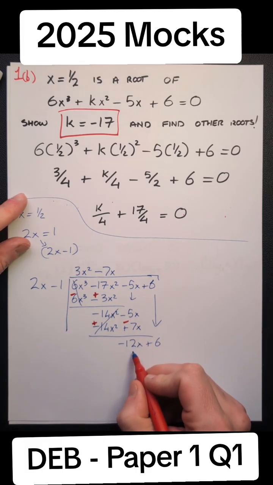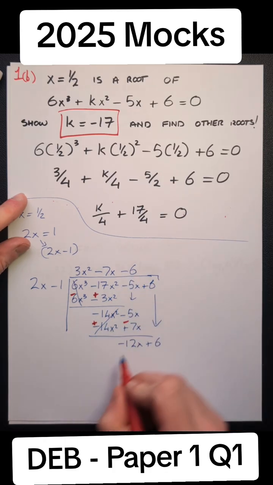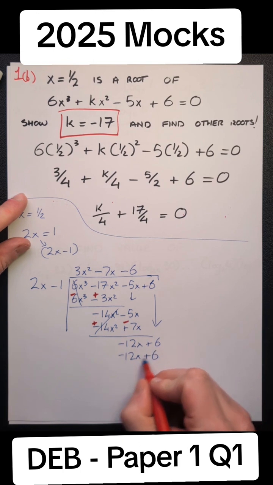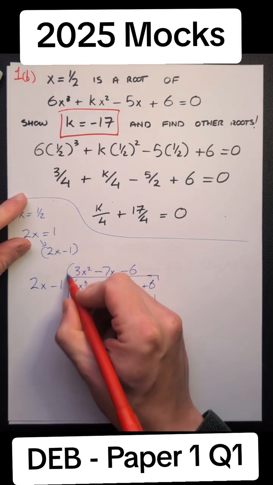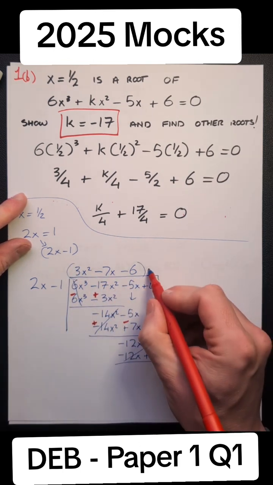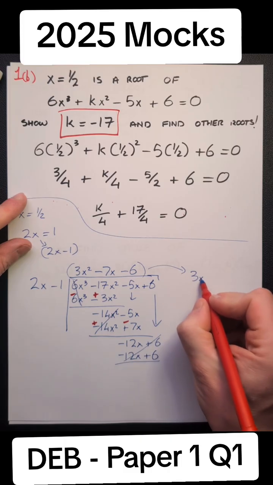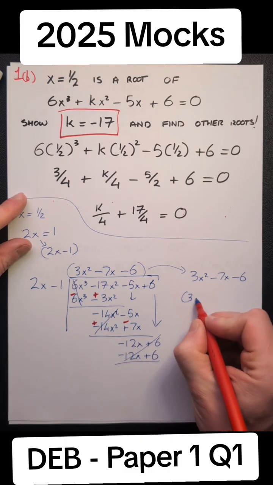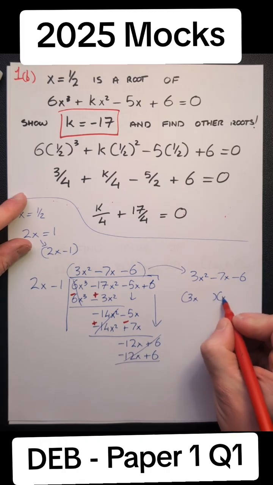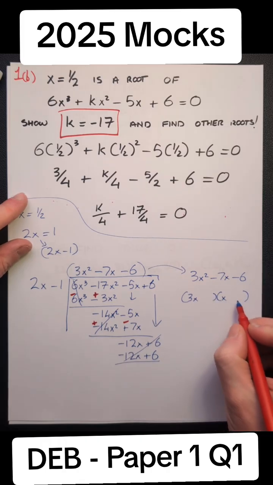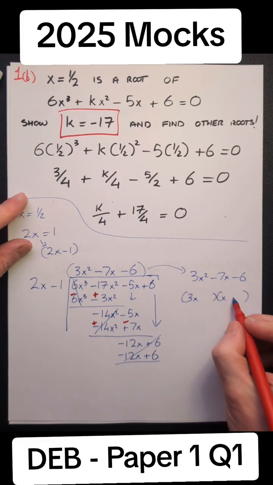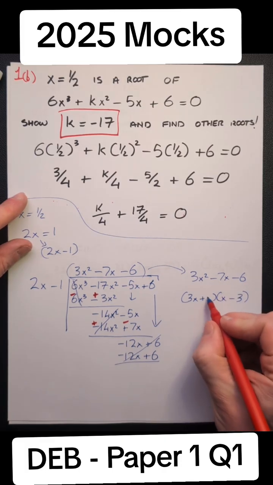2x times what is minus 12x? That's just a minus 6. And we get minus 12x, and then minus 6 by minus 1 is plus 6. Lovely. They cancel. So here's the answer when we divide it in. But of course this is a quadratic, so we should be able to further factorize it. Since it's 3x squared, it's going to have to be 3x and an x. And we're going to think about two numbers. Two numbers multiplied to give minus 6, and we use the 3 to get to minus 7. So yeah, minus 3 and a plus 2.